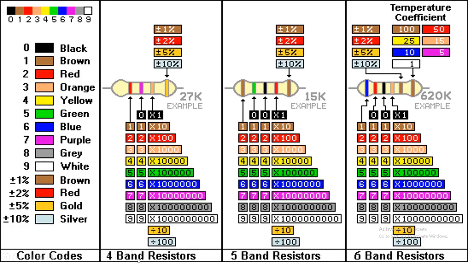You can see here the 4-band resistor, and how to read the value of the 4-band resistor. The first band value is 2 because here the color is red, so you write 2. The second color is purple. The value of purple is 7, so you need to write 7. The third color is orange. The orange value is 3.